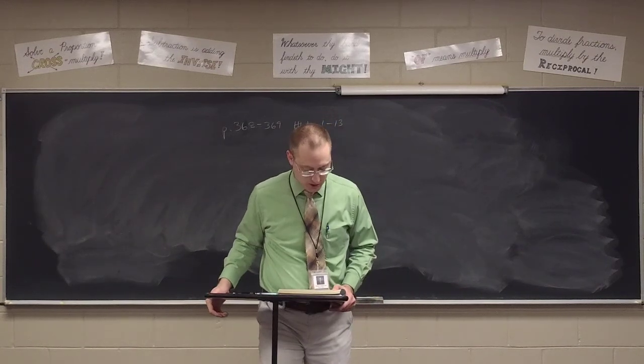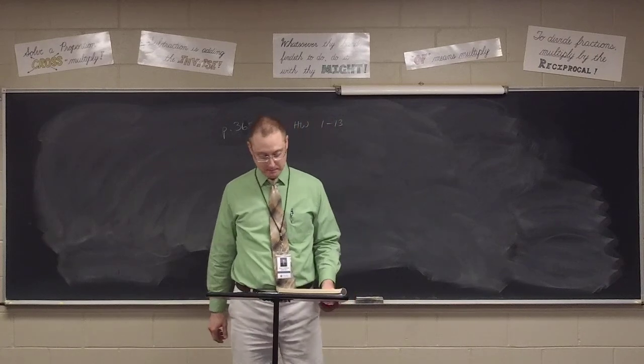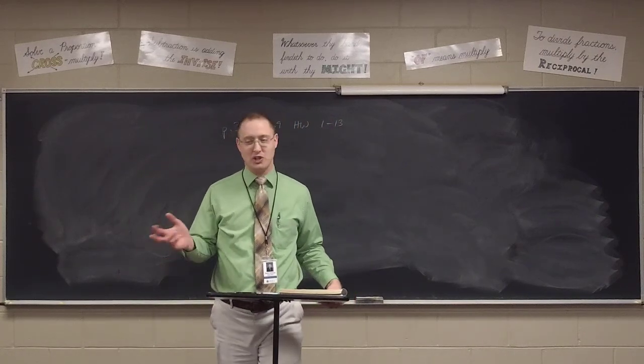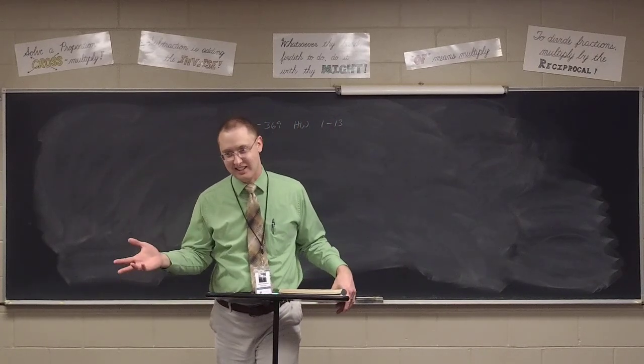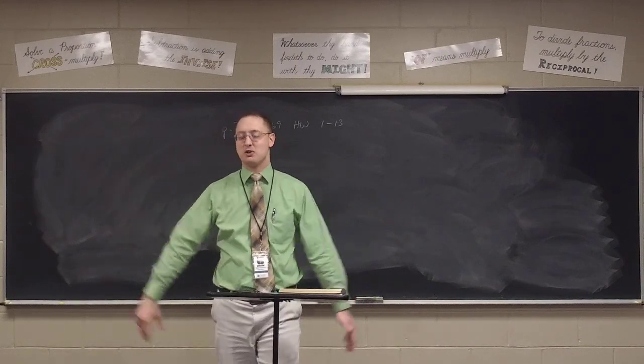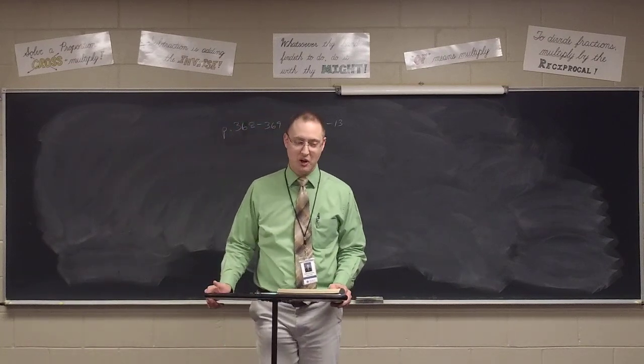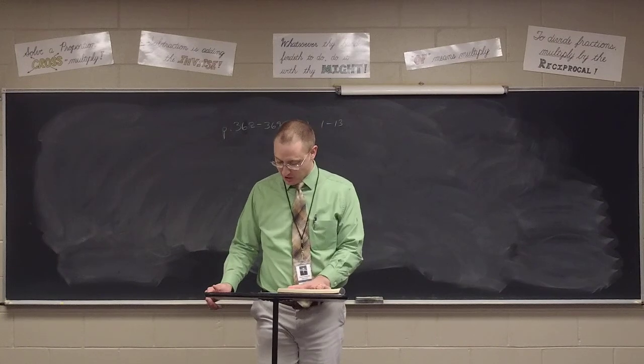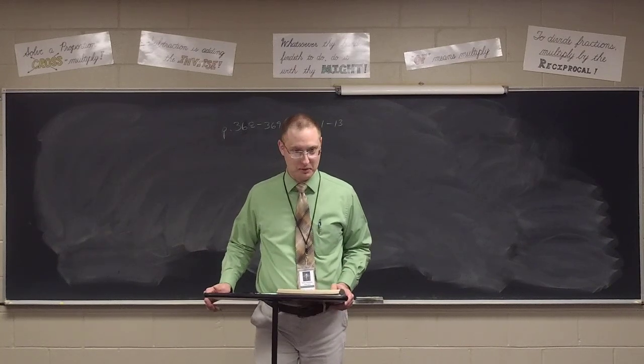Number 13, the probability of snow tomorrow is 120%. Not valid. Well, obviously we're in Georgia, but what if we were in Alaska? Still not valid because you can't have a probability over 100% or over 1. Questions at all on that classwork?